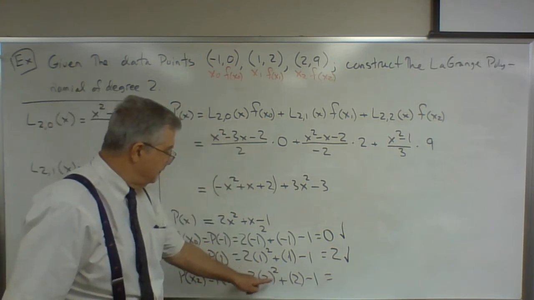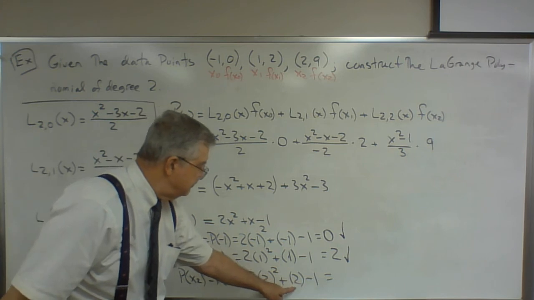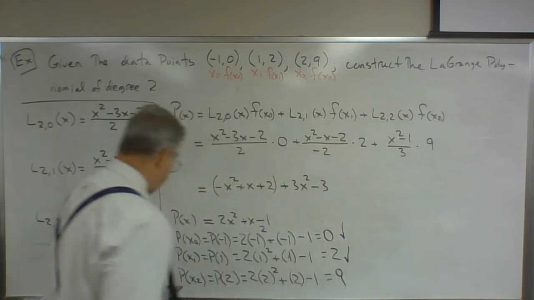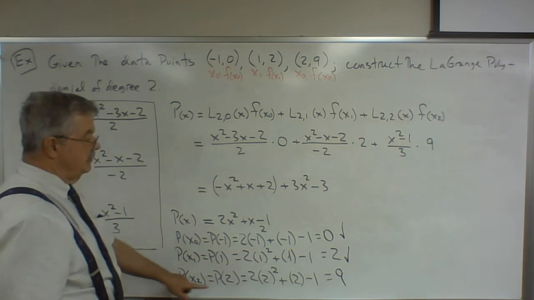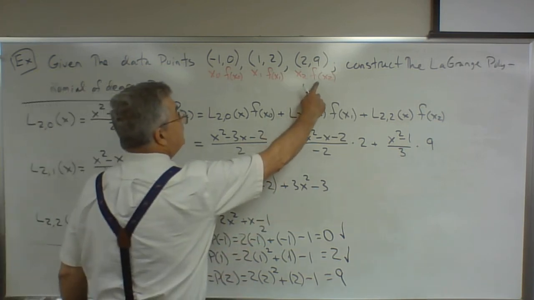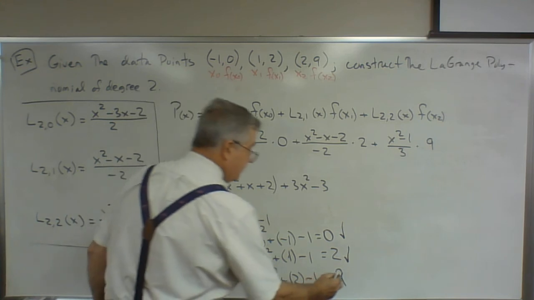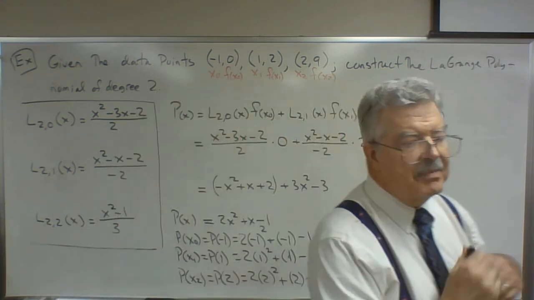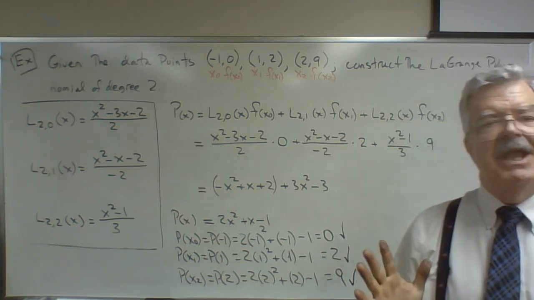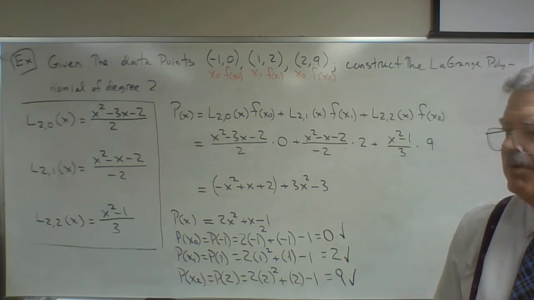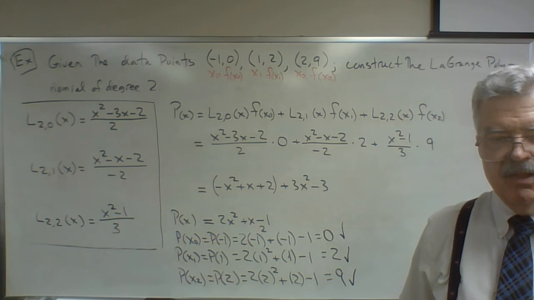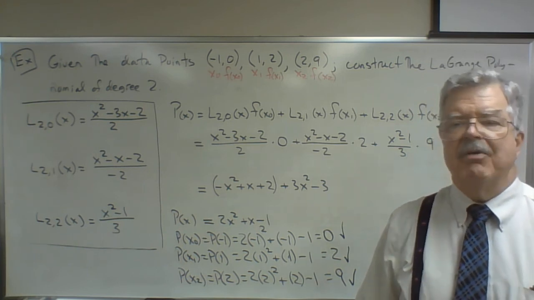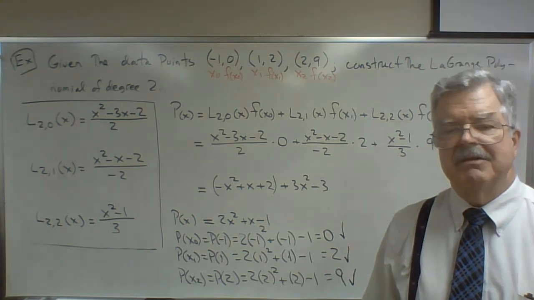2 squared is 4 times 2 is 8, plus 2 is 10, minus 1 is 9. P of x2 is equal to 9, and that's what f of x2 is. Okay, beautiful. We have created a Lagrange approximating polynomial, and it works. Now, before we part company, I have a few parting comments to make.